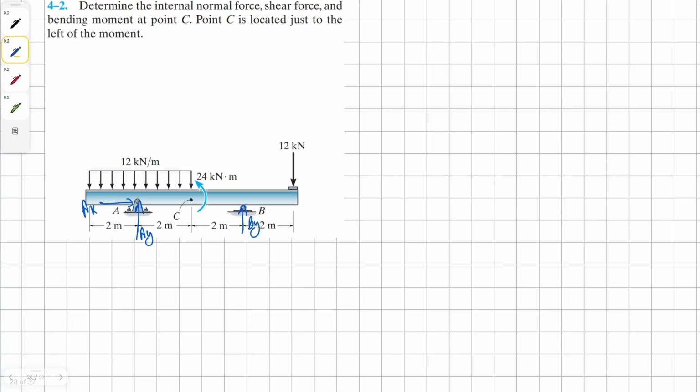To do that, first of all, let's convert our uniform distributed load into a point load. So this is going to be 12 kilonewton per meter times 4 meters, which is 48 kilonewton. Now to find our value for AY, we just have to take a moment about the point B, and our AX in this case is 0 because of no other external force acting on it.